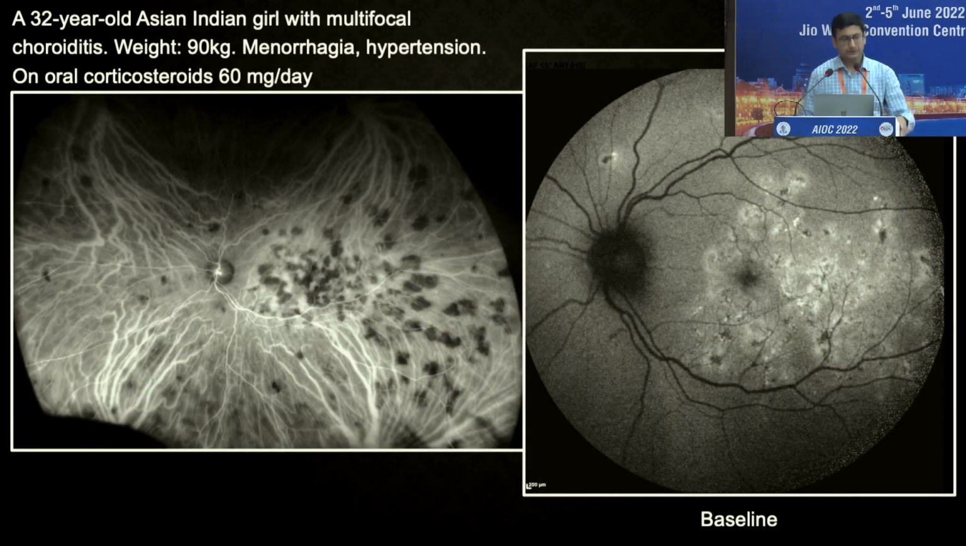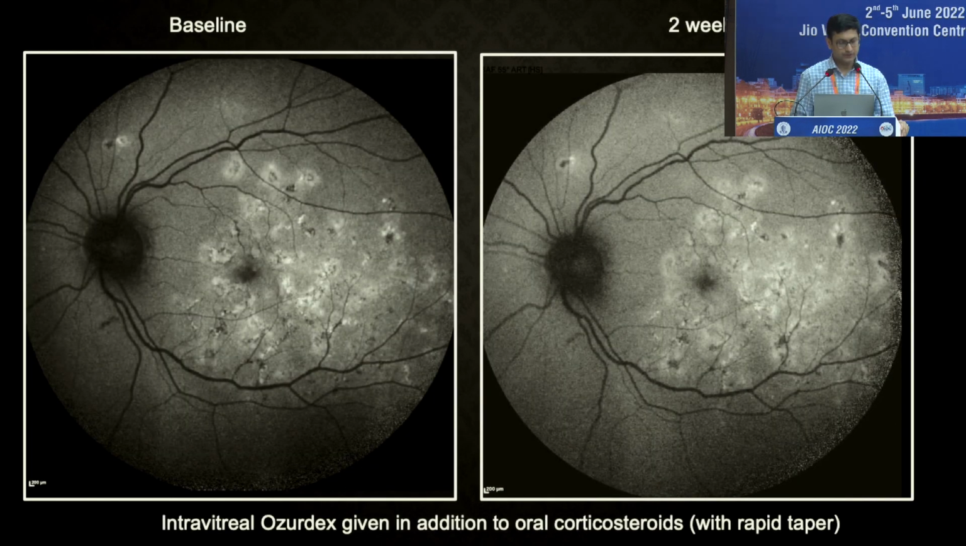Now I'd like to show you this one patient. This is an Indian girl who came to me in Abu Dhabi with multifocal choroiditis. This patient was heavy, had other systemic issues, and again, like I said, I did not start the patient on more than 60 milligrams corticosteroids. And you see the autofluorescence in the left eye was particularly concerning because you have lesions which are very close to the center. So of course this patient was started on steroids, and in addition I counseled her for the intravitreal Ozurdex, and at the same time I rapidly tapered the oral corticosteroids.